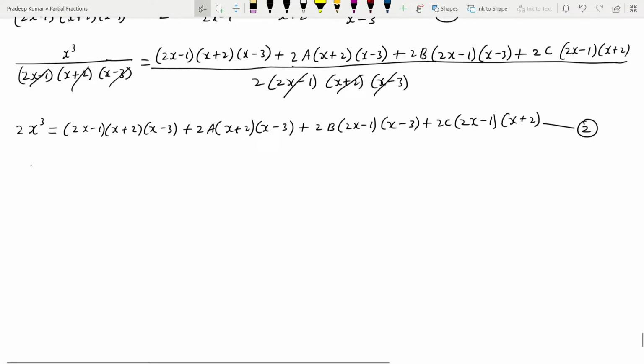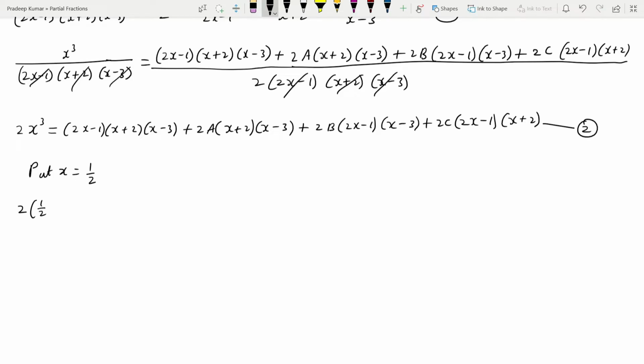So now we'll substitute x equal to 1 by 2. Whenever we substitute x equal to 1 by 2 in x plus c, this whole part will become 0. Like that, 3 parts will become 0, and we'll get the a value. So let's do that, we will get clarity.